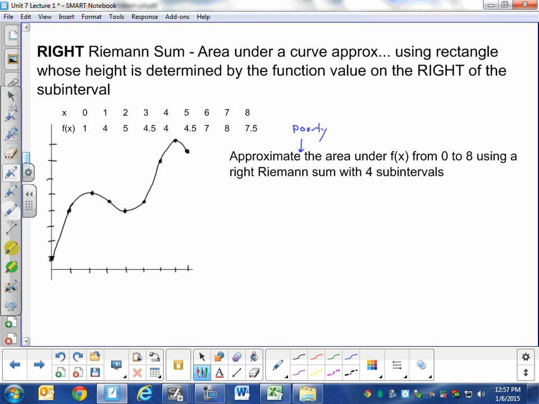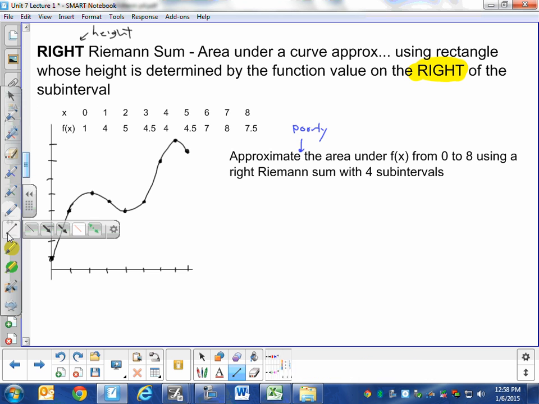So, right Riemann sum, same thing as the left, we're using rectangles, it's a systematic way to approximate the area using rectangles. We're going to have the same length of the base, just like the left Riemann sum, so we're going to partition out our base. Only difference is we are going to be using heights determined by the right function value on our subinterval. So, same picture, same table of values, same amount of subintervals, only now we're going to be using a right Riemann sum, so right heights.